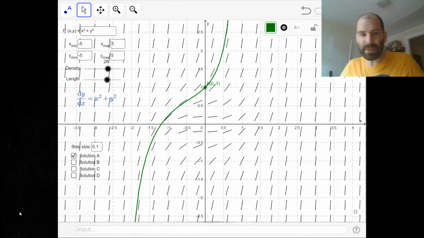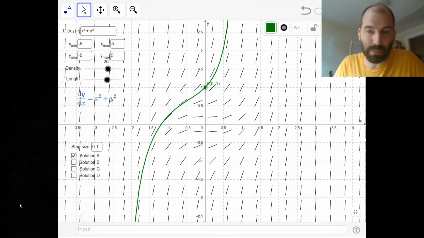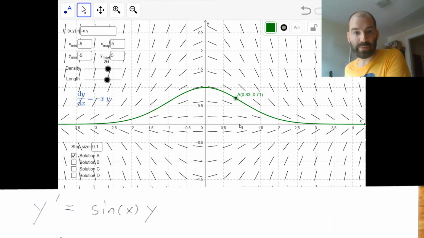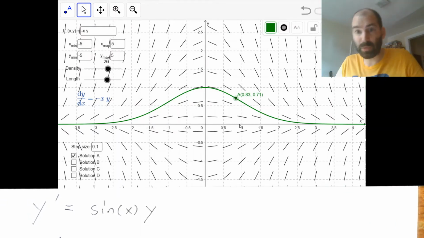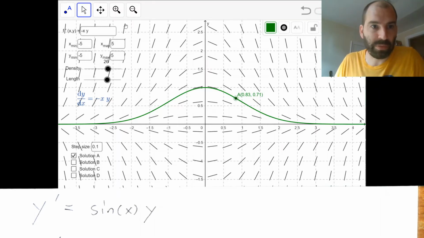Okay, let me take you down to look at some more. We have y prime equals sine of x times y. Let me draw the slope field here.